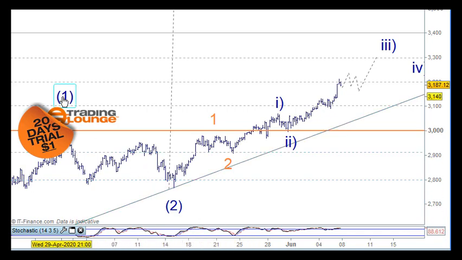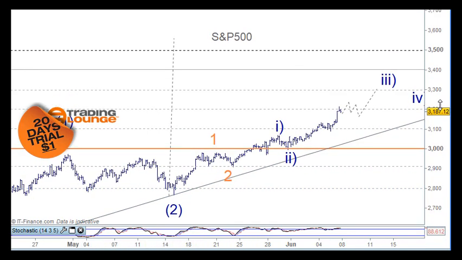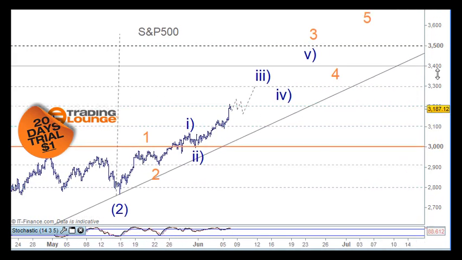So if we look at it as 1 and 2 here, and the third wave, this wave, intermediate wave 3 here, that needs to take us way above, well, up at the 35 area through here. So just bear that in mind as we move through.